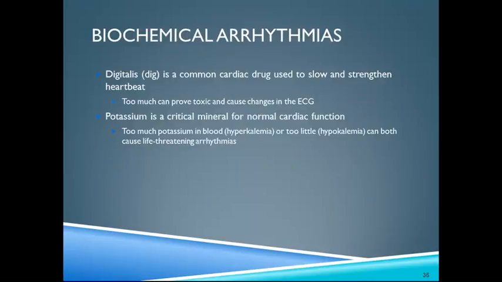Biochemical arrhythmias can happen from certain medications or a lack of, or too much of, a certain electrolyte. Digitalis is the most common cardiac drug that is used to slow and strengthen the heartbeat. Too much can cause a toxic effect and can cause changes in the EKG.